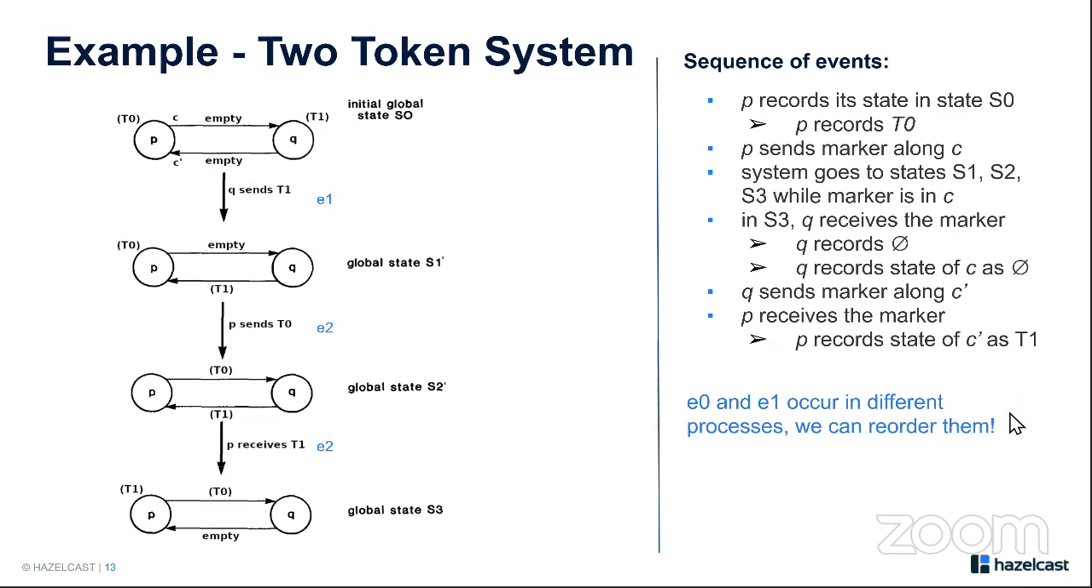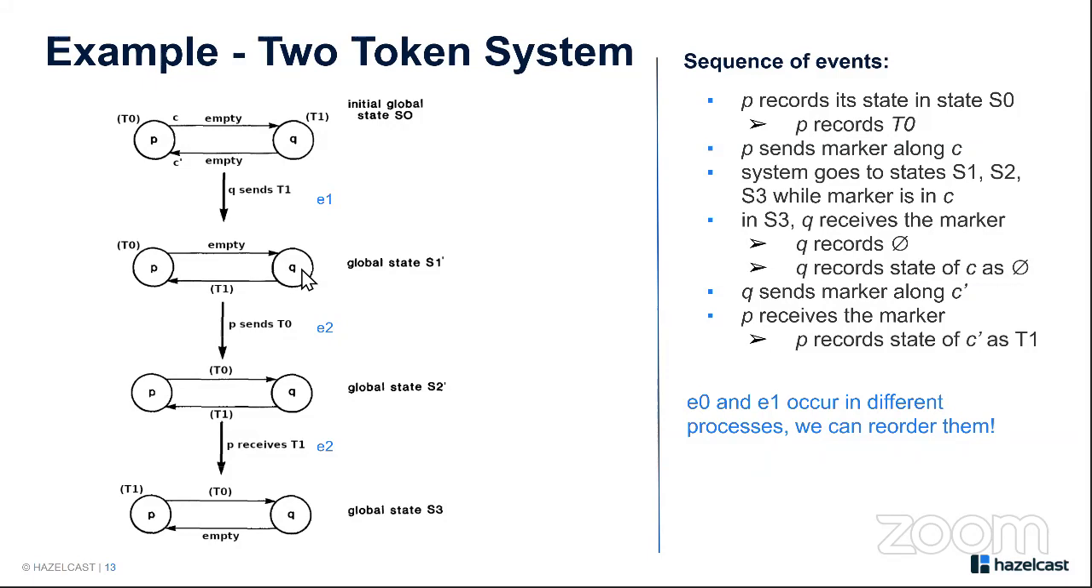Here is the result. So we see first Q sending T1, which was the event 1. Then we see P sending T0. This was supposed to be E0. There's a mistake. And what we see now, this state S1 with a dash is the one that we have recorded.